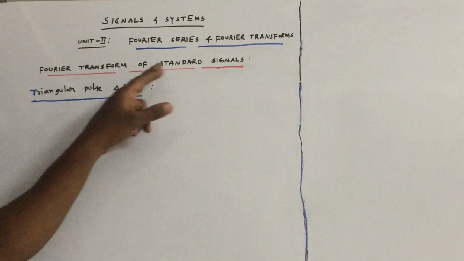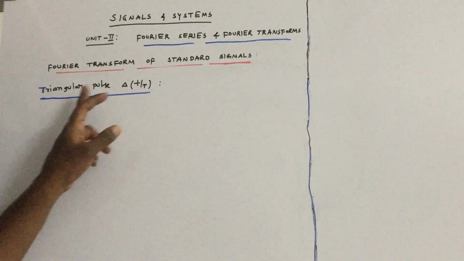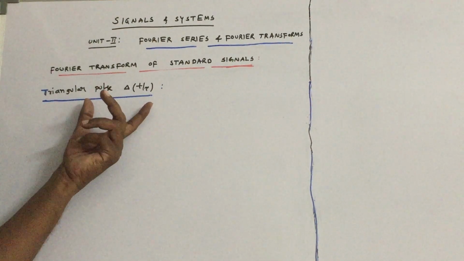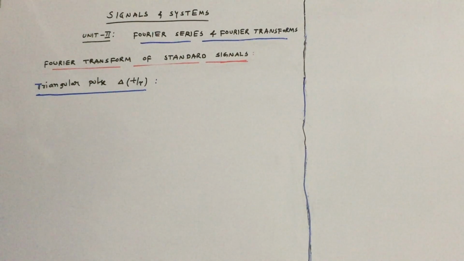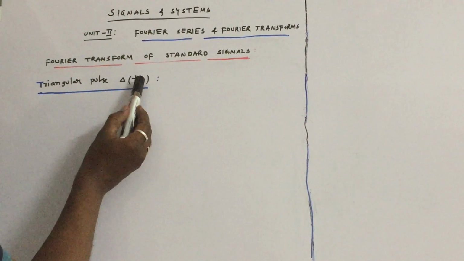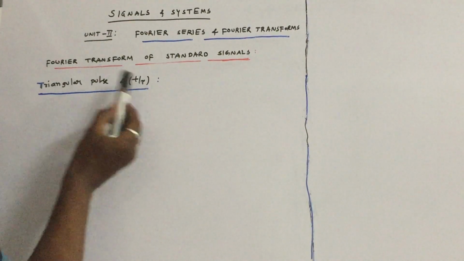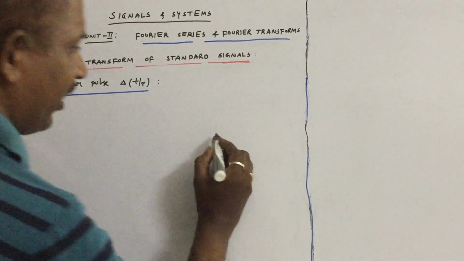So let us find the Fourier transform of the next standard signal, the triangular pulse. In the first unit we have discussed the definition of the triangular pulse, Δ(t/τ). So what is the width of the triangular pulse? τ. So first let us draw the triangular pulse.